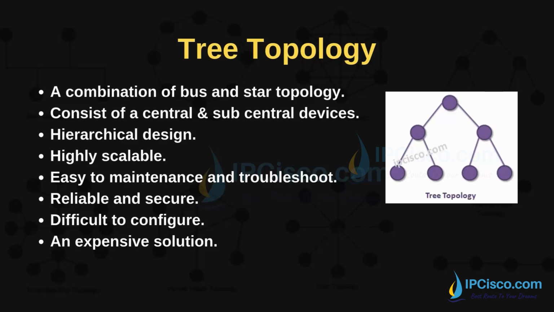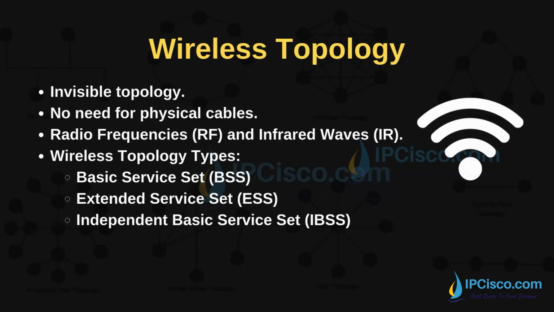We have talked about wired network topology types till now. There are also wireless network topologies. We will not go deep here because this is not the lesson of wireless networking. But let's give brief information about wireless networks. Wireless topologies are invisible topologies. There is no physical cable except some central connections. Radio frequencies and infrared waves are used in these networks.